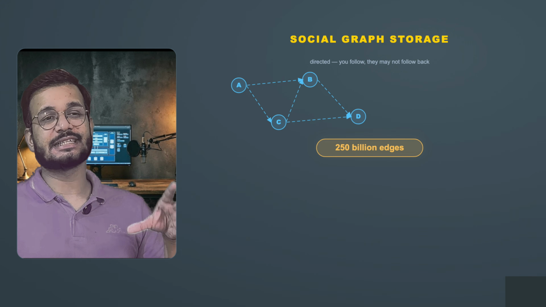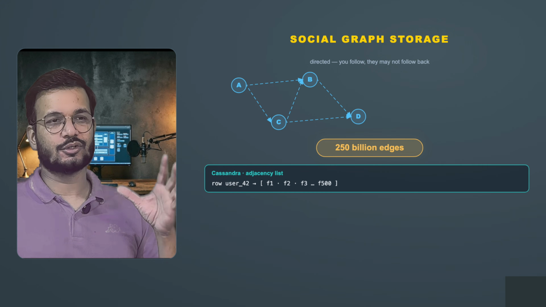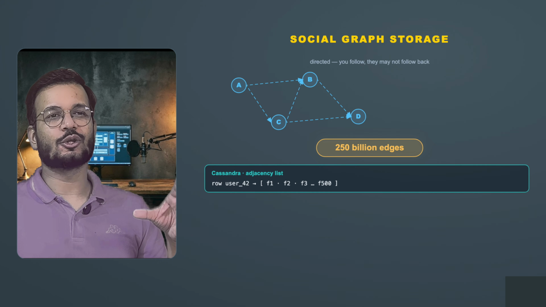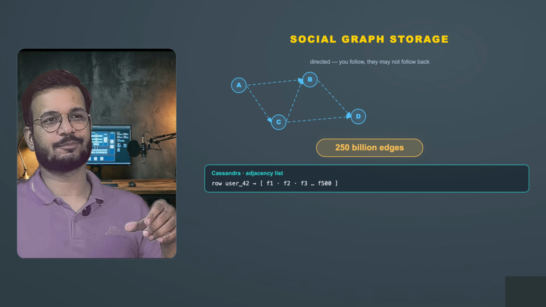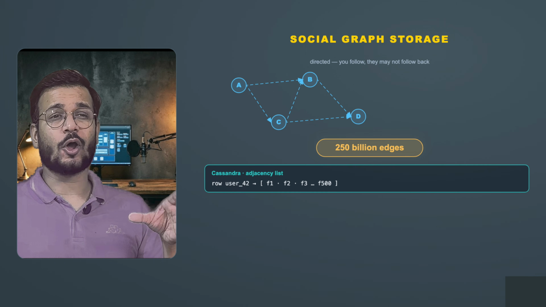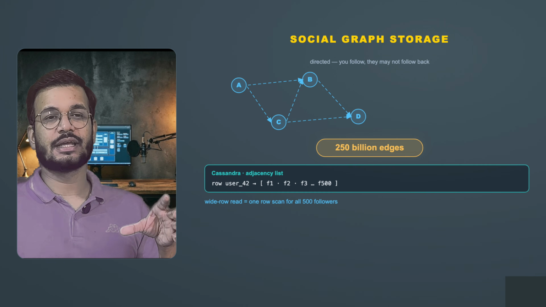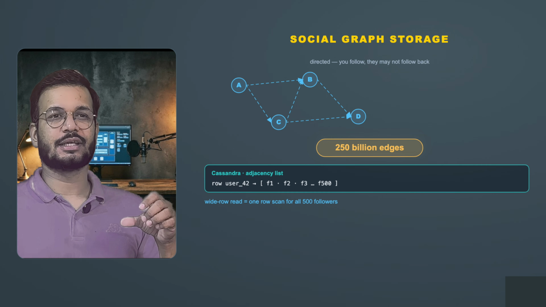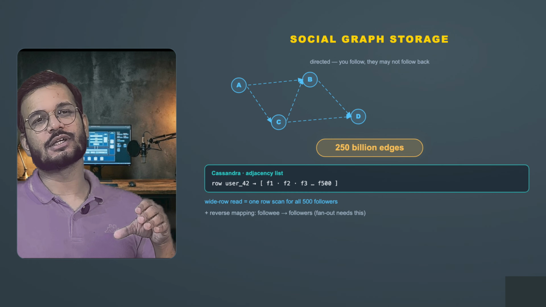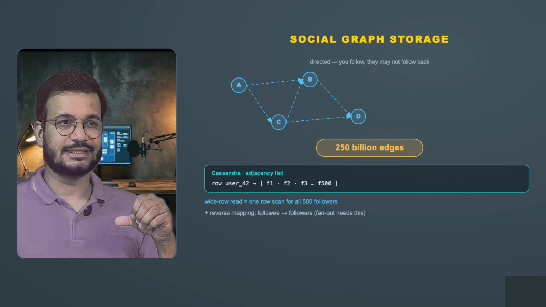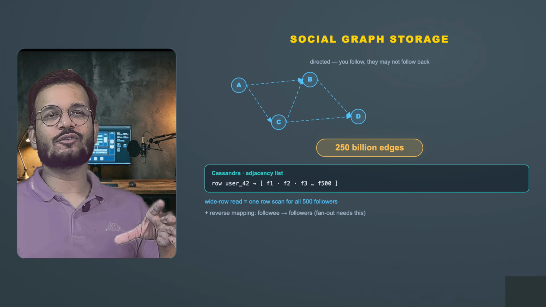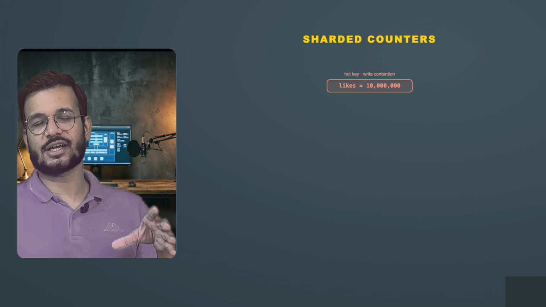We store this as an adjacency list in Cassandra. The row key is the user ID and the columns are the list of follower IDs or the followee IDs. Now, why Cassandra? Because it is optimized for wide row reads. Getting all 500 followers for a user is a single row scan. We are also maintaining the reverse mapping. Given a followee, give me all the followers. This is what a fan out service needs. We partition this by the user ID. For celebrities with tens of millions of followers, we store the list in chunks with paging.